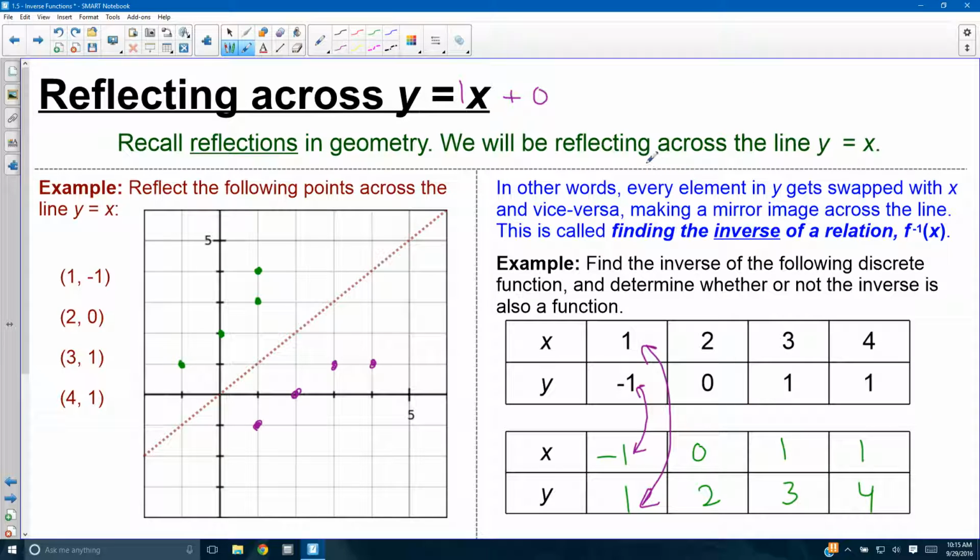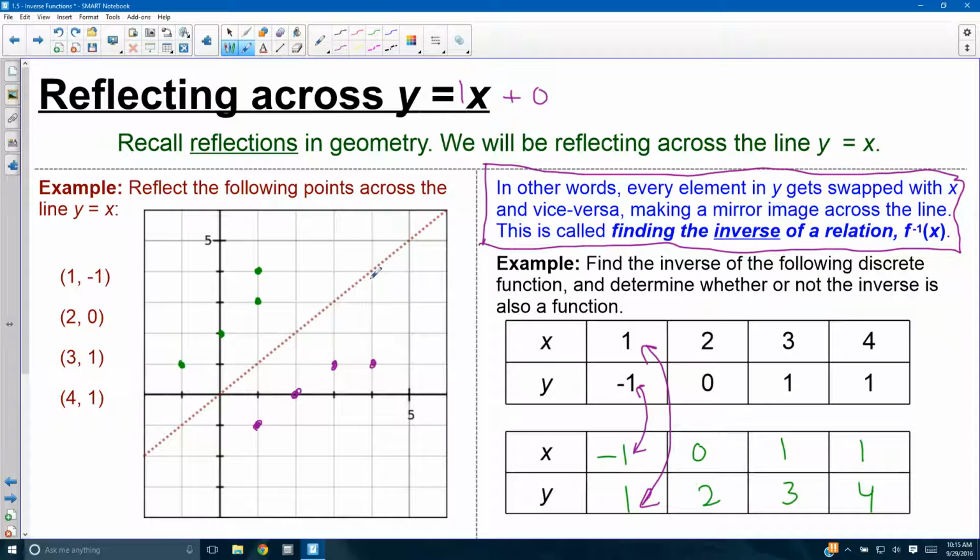If I'm reflecting across y equals x, what we're doing is swapping our x's with our y's. This is finding the inverse of the relation. If we find the inverse of any relation or function, we are essentially swapping x's with y's. So while I did this kind of convoluted reflection right here that was a little troublesome, you don't have to do that. You could say if this point is 1, -1, then this point is -1, 1. And same with this being 2, 0. Now this is 0, 2.